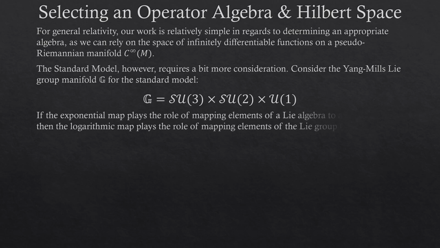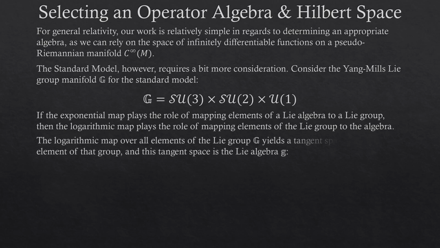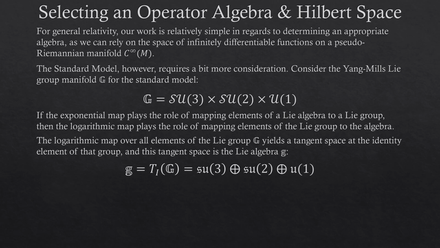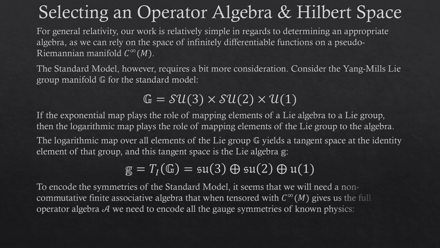If the exponential map plays the role of mapping elements of a Lie algebra to a Lie group, then the logarithmic map plays the role of mapping elements of the Lie group to the algebra. So the logarithmic map over all elements of the Lie group G yields the tangent space at the identity element of that group, and this tangent space is the Lie algebra little g. This is given by a direct sum SU3 plus SU2 plus U1 as an algebra. To encode the symmetries of the Standard Model, it seems that we will need a non-commutative finite associative algebra that, when tensored with C infinity of M, gives us the full operator algebra A we need to encode all the gauge symmetries of known physics.